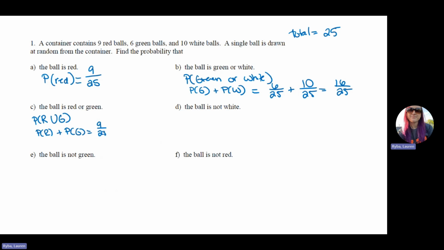Red was 9 out of 25, so that should be a plus sign. Green was 6 out of 25. And if I add those two together, that's 15 out of 25. This one I can reduce. Both 15 and 25 are divisible by 5. So if I do that, 3/5 would be the final answer.